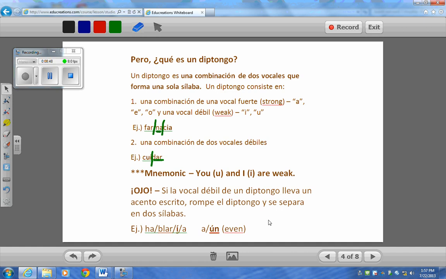Okay, now, little trick, okay, and this is kind of what I was referring to back here with it's not pronounced farmacía because there's no accent on the I. Let's see here, it says, si la vocal débil de un diptongo lleva acento.